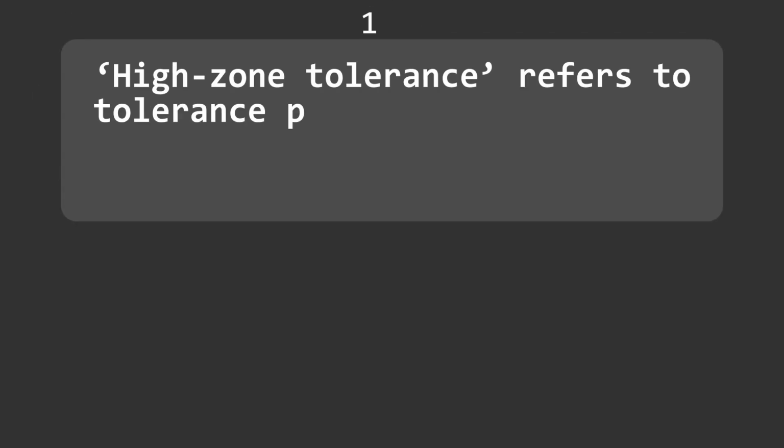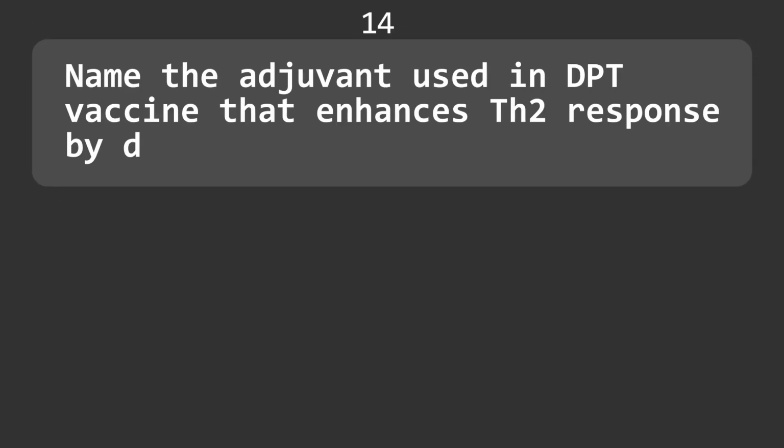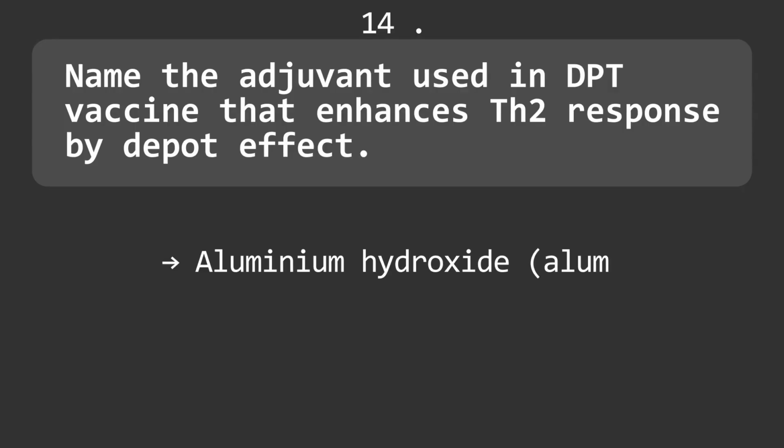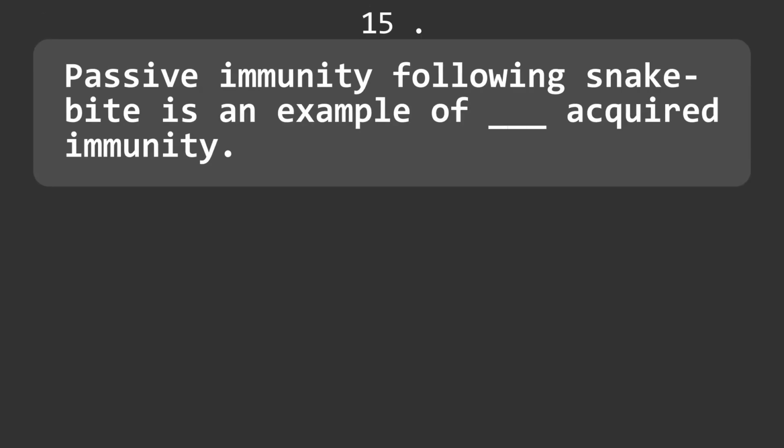High zone tolerance refers to tolerance produced by administering very high doses of antigen. Name the adjuvant used in DPT vaccine that enhances Th2 response by depot effect. Aluminium hydroxide, alum. Passive immunity following snakebite is an example of acquired immunity, artificial passive.